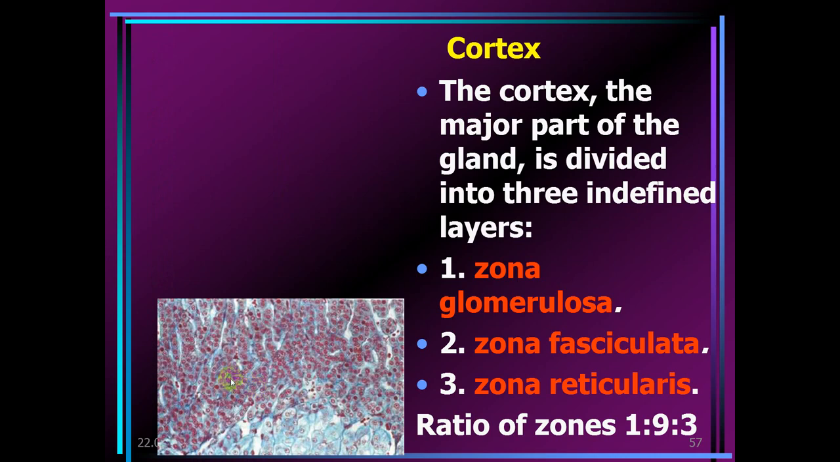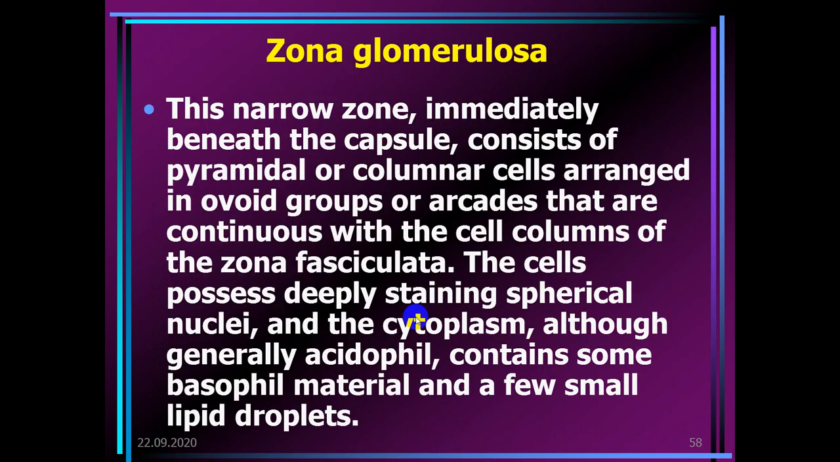This picture shows you the zona reticularis. It is lower, next to the medulla. Zona glomerulosa is the most narrow zone immediately beneath the capsule, constituted of pyramidal or columnar cells arranged in ovoid groups or arcades that are continuous with the cell columns of the zona fasciculata.